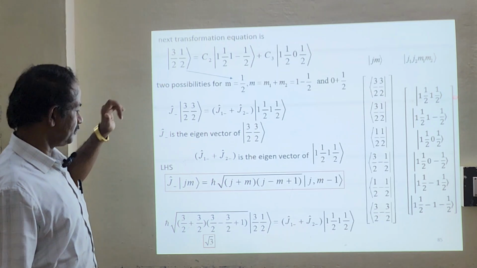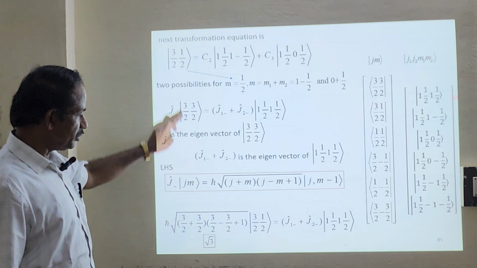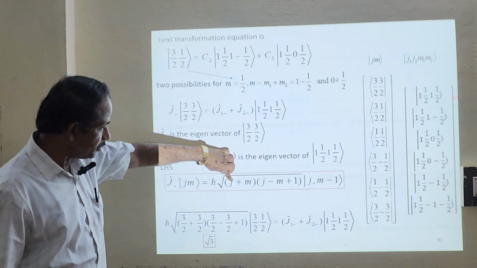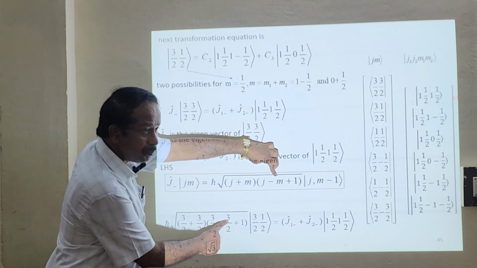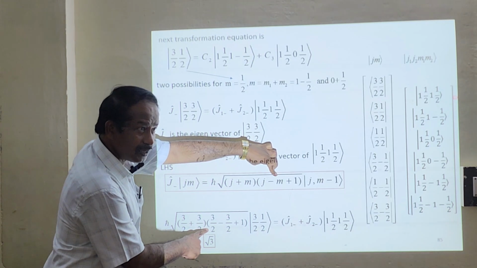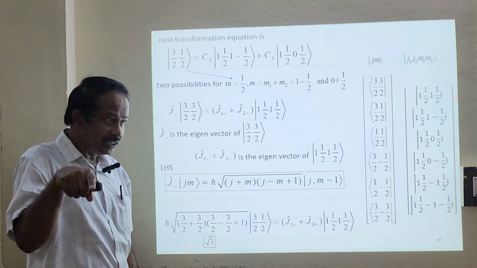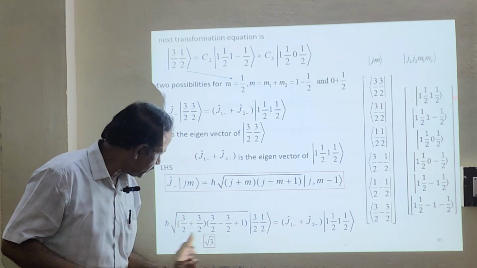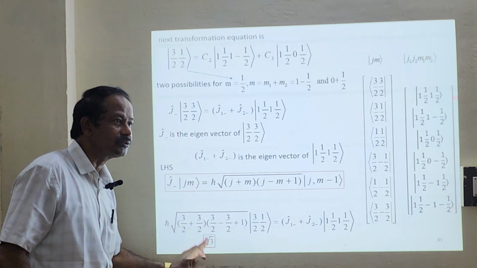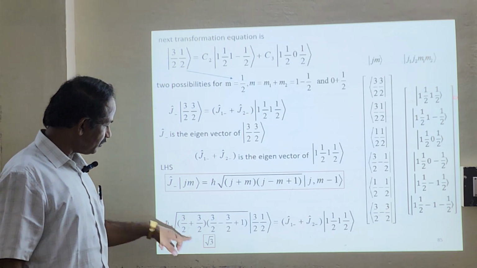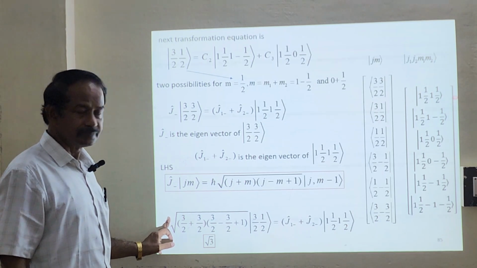Now we'll go for the left hand side first. Your j will be 3 by 2, m will be 3 by 2. So 3 by 2 plus 3 by 2, times j will be 3 by 2 minus m will be 3 by 2 plus 1, and this will cancel. You will get 3 by 2 plus 3 by 2, so 2 times 3 by 2. The 2 will cancel. You will have 3 under root, so this will be root 3. So the left hand side we have calculated as root 3 h bar.